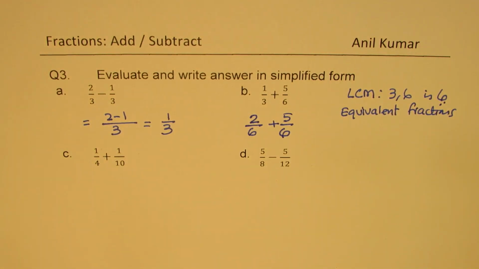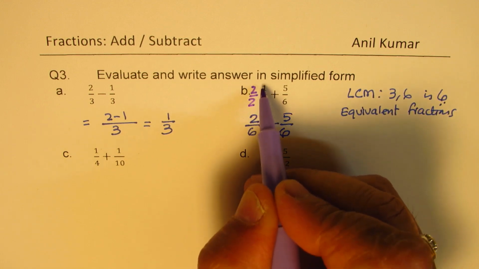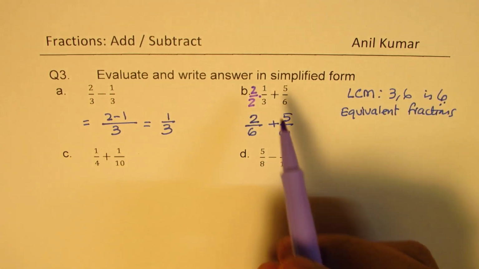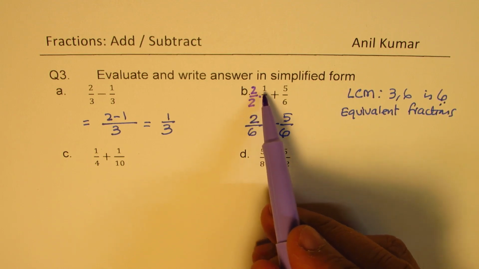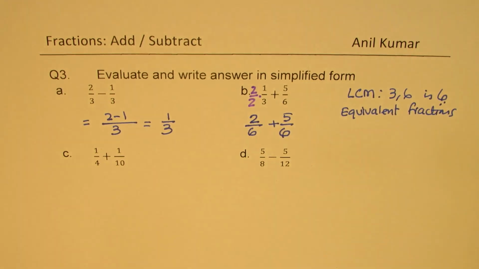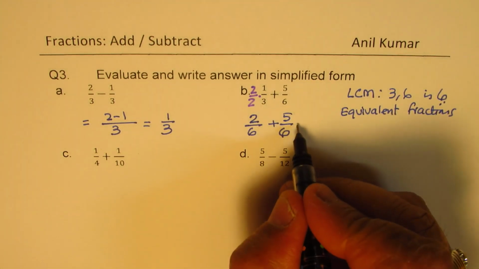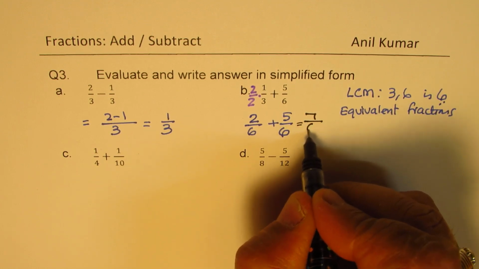How did we get 2? Well, to get 6, I have to multiply the first term by 2 over 2. Multiplying by 2 over 2 is as good as multiplying by 1, so we don't really change it. This is an equivalent fraction. You get it, right? So when you add them, 5 plus 2 is 7, and we get 7 over 6 as our answer.